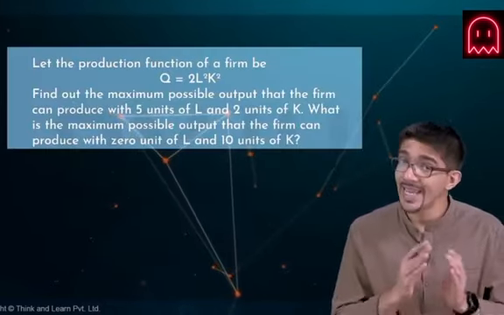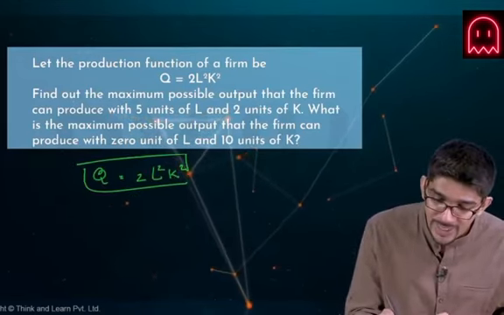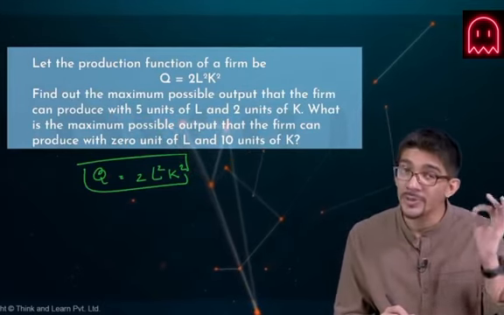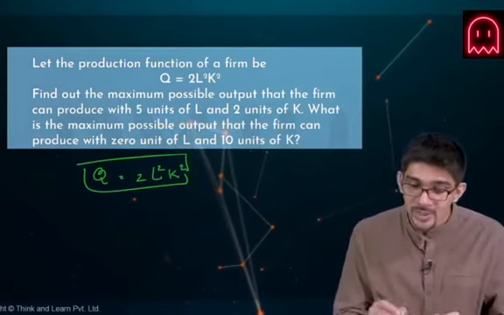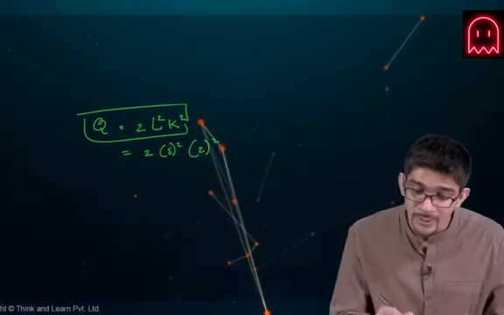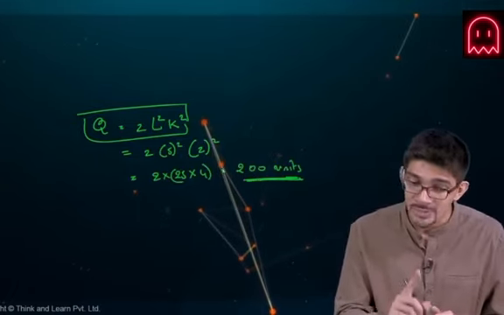The next question is again similar. Production function is given as Q is equal to 2 into L square K square. Find out the maximum possible output that the firm can produce with 5 units of labor and 2 units of K. So we substitute for L and K. 2 into 5 square into 2 square is equal to 2 into 25 into 4, is 2 into 100, is equal to 200 units is maximum possible.